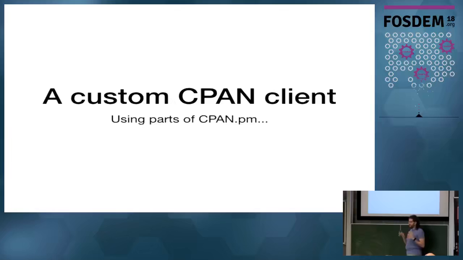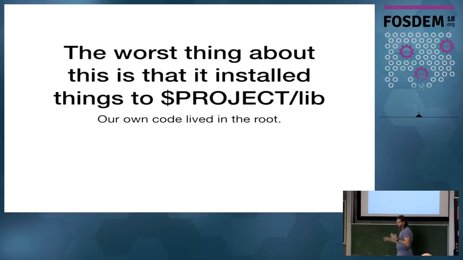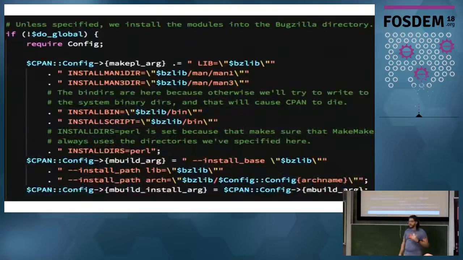It kind of had copy and pasted parts of CPAN.pm. And it installed stuff into the directory on the root called lib. So I wanted to point out that the code for Bugzilla, actually still now until Tom submits a patch to me to fix this, is in the root. And every third-party dependency was in lib. Now that is actually kind of backwards, and that is the code that accomplished that.